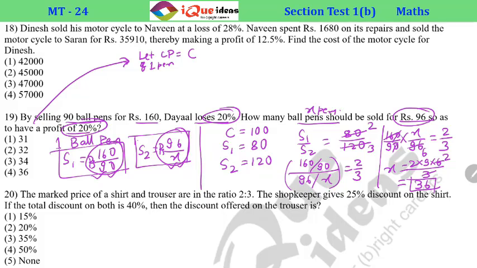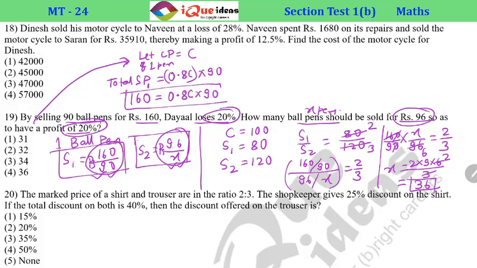So the total selling price in the first case will be equal to 90 ball pens, 160 rupees. That should be equal to, there is a loss of 20%, so it is 0.8 C. That will be the selling price of one item into the 90 items. And total selling price in the first case is 160. So 160 is equal to 0.8 C into 90.